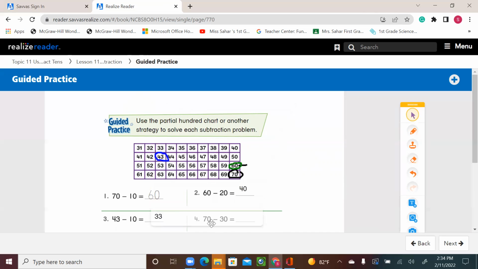All right, 70 take away 30. 70 take away 30 means I need to move up 3 tens or 3 rows. Let's take a different color. That's my 70. Count 10 backwards. So that's 1 ten, 2 tens, 3 tens, 30. Landed on 40. So 70 take away 30 equals 40.